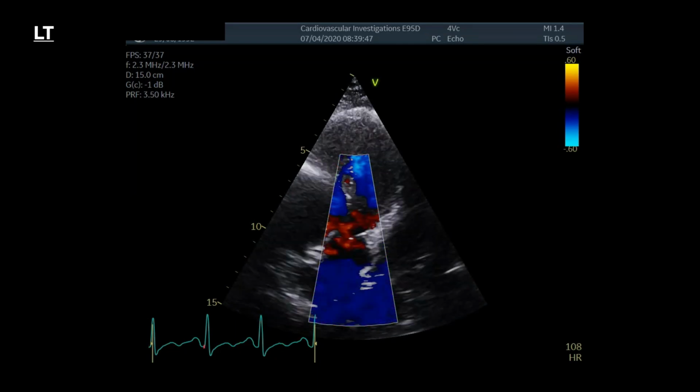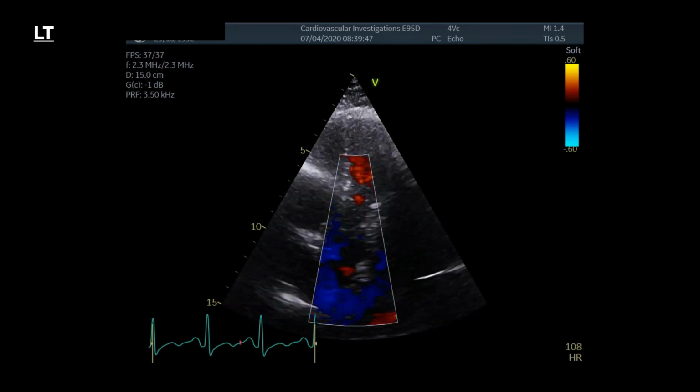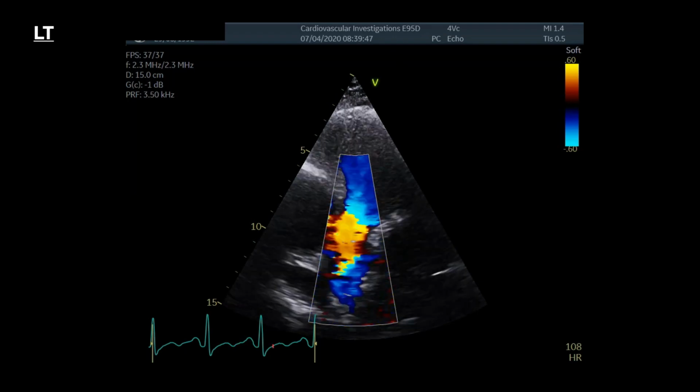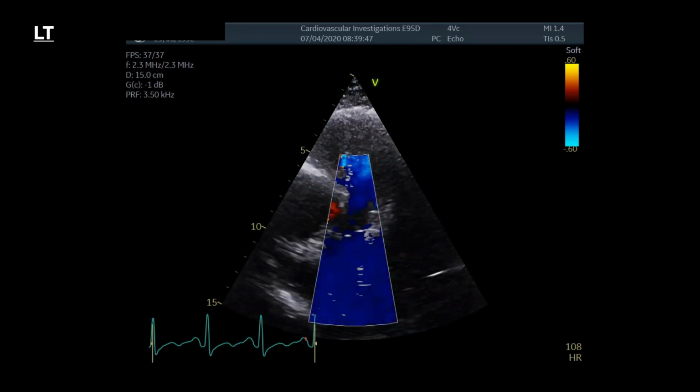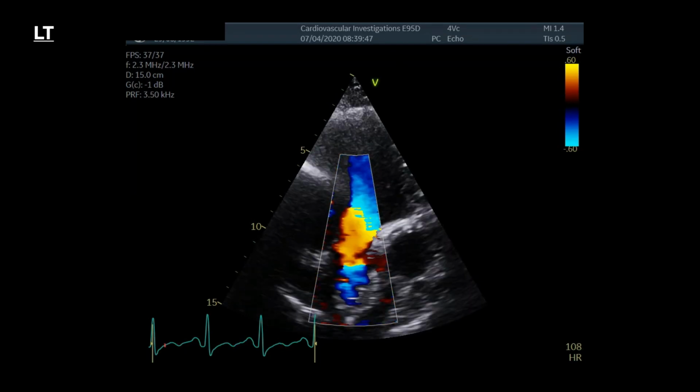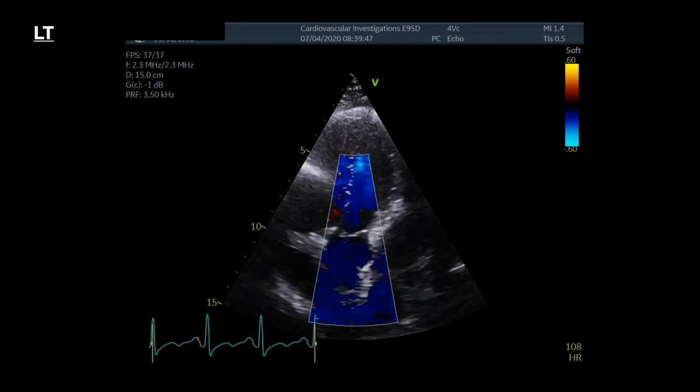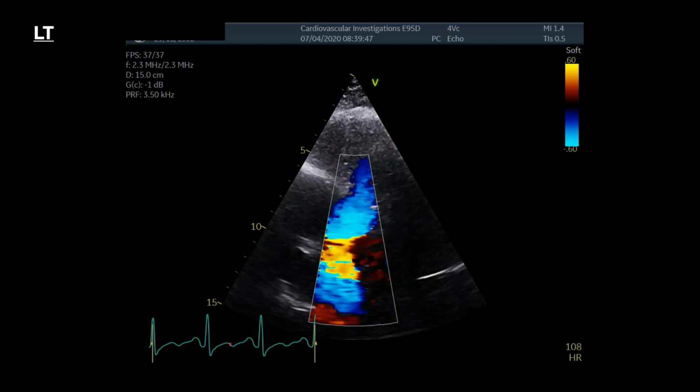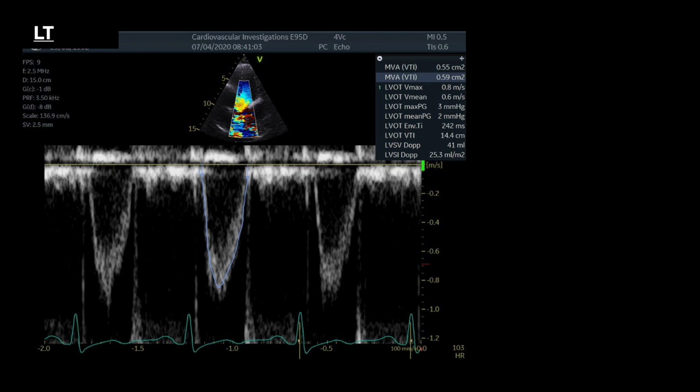And now we're in an apical five-chamber view. From the apical four, the ultrasound beam has been tilted slightly superiorly, and this images the LVOT and the aortic valve. And here is where you would use pulse wave Doppler to measure the LVOT VTI. That's used in conjunction with the LVOT diameter that you measured in the parasternal long axis view.